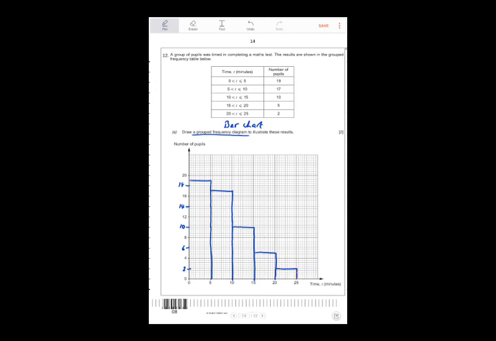And there's your completed grouped frequency diagram. A bar chart with no gaps. Equal widths, because all the groups are equal width.